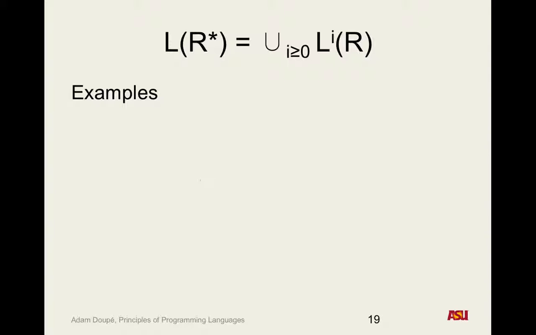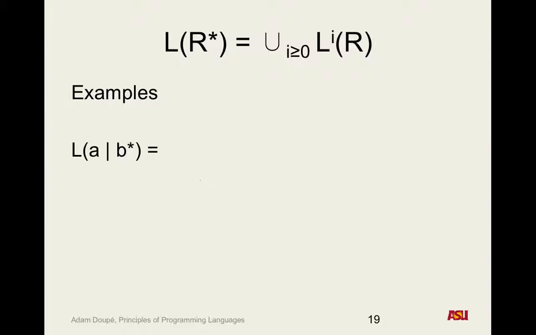So maybe it's clear, maybe it's not. So L of R star, the language described by R star, is it finite or infinite? Infinite. Is it definitely infinite? No, it depends on the language. We're talking about L of R star, so it depends on the regular expression. I think there may be only one case that it's finite, maybe more, but we'll talk about that in a second. In most cases it's going to be infinite, so we're not going to be able to write it out exactly like we were able to before.